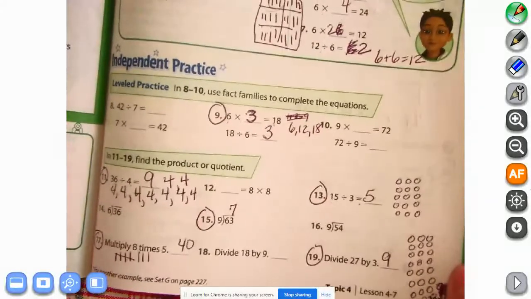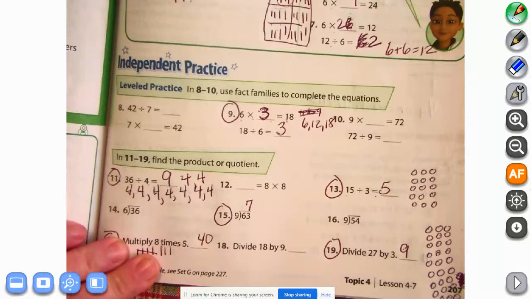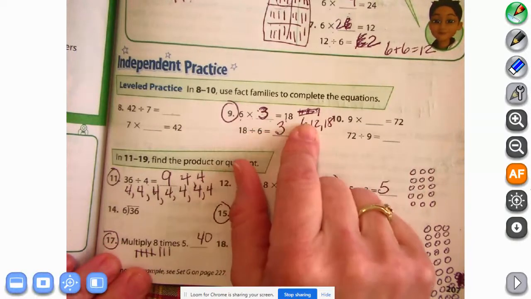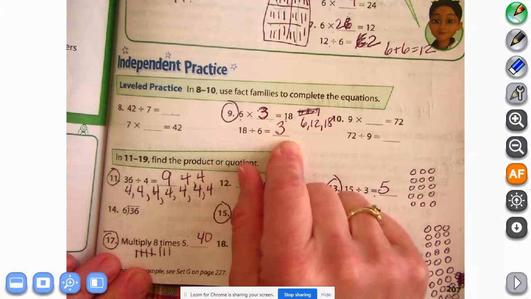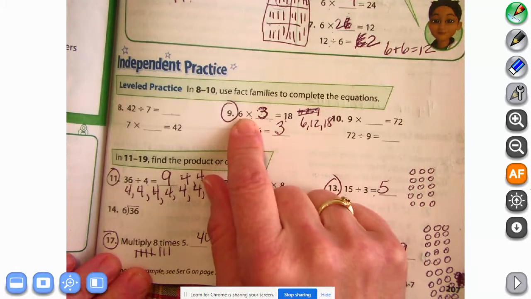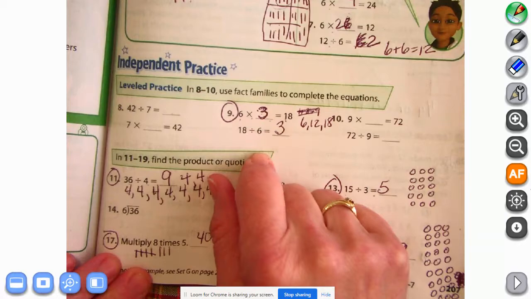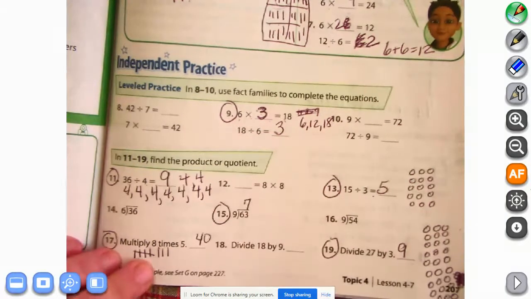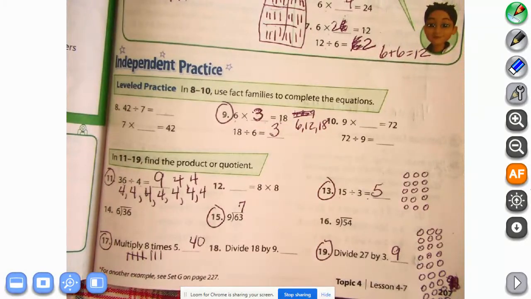We're going to do only the odds today. So number 9, 6 times what equals 18, or 18 divided by 6 equals what? So skip counting by sixes. 6, 12, 18. That's 3 times. So we wrote down 3.